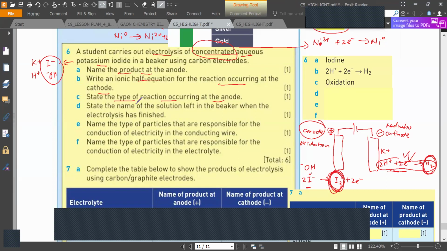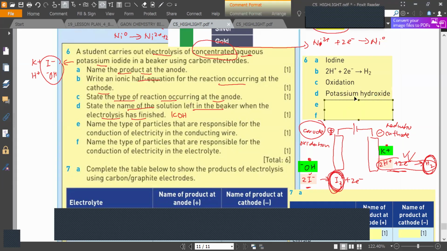Name the solution left in the beaker when the electrolysis has finished. We react iodide and the hydrogen ion, so what is left in the solution is the one that did not react: potassium hydroxide. So our answer will be potassium hydroxide. Okay, next.